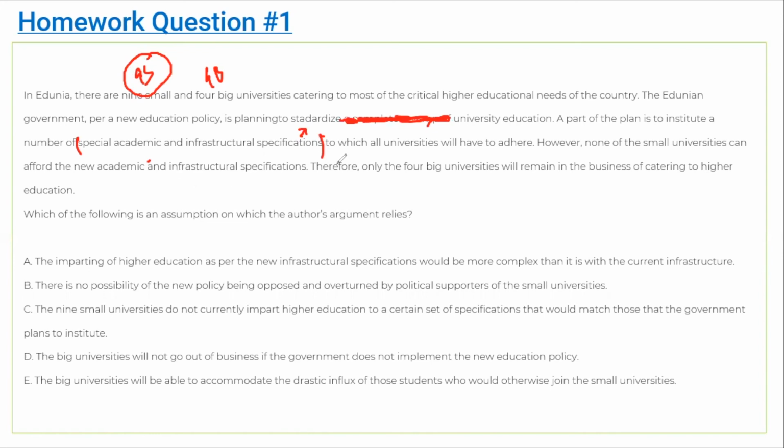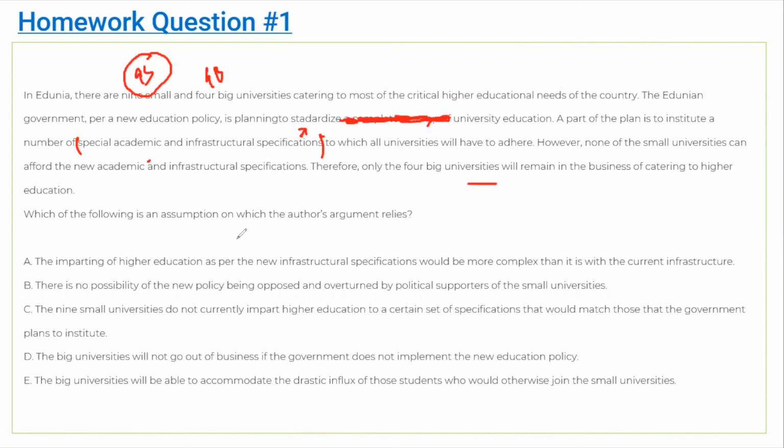Since they cannot afford that, what may happen is therefore only the 4 big universities will remain in business of catering to higher education. Well, if they cannot meet the specifications, they cannot be in existence, and therefore only the 4 big universities will remain, with the last statement obviously being the conclusion, because again, we are making a claim based on the fact that it seems like the small ones cannot make the adjustment, cannot inculcate the new requirements. All right, so let's see the question.